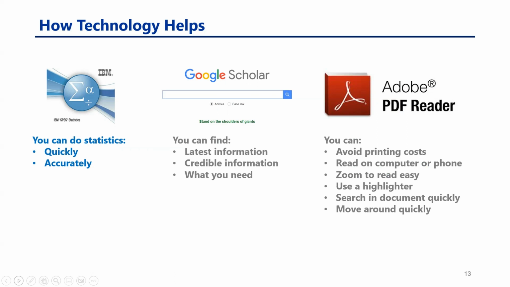When you look at soft copy documents using the Adobe PDF Reader, you can avoid printing costs because you can read the documents on your computer or even your phone. The Acrobat Reader makes it easy to zoom and read documents easily. You can even use a highlighter on your documents like you do on hard copy. You can search within a document quickly and you can move around in the document quickly.